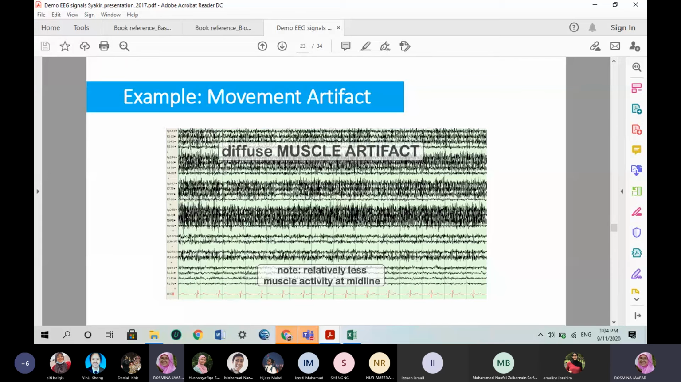Okay. And then movement artifact. All channels move. This one is diffuse muscle artifact.